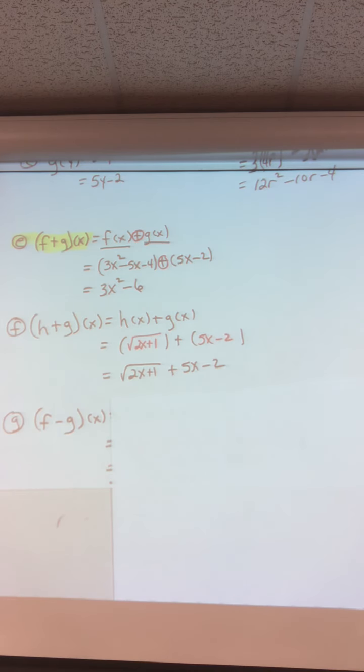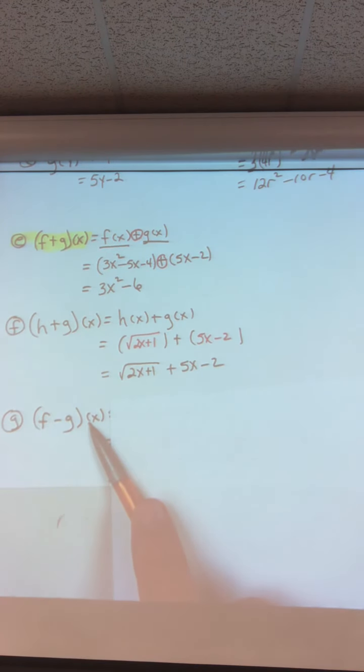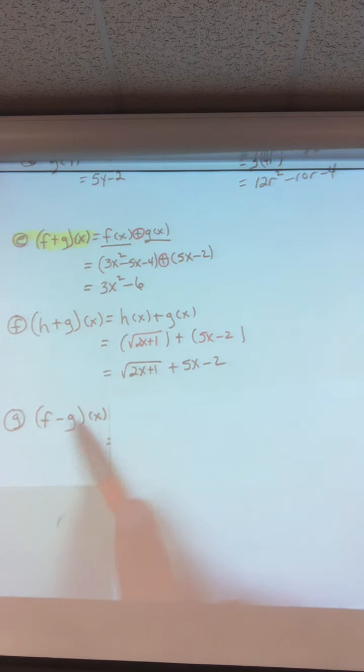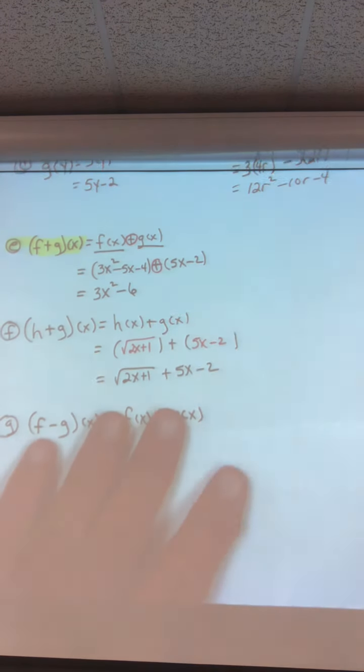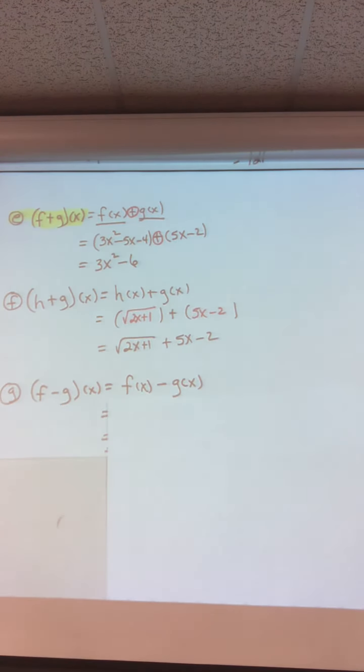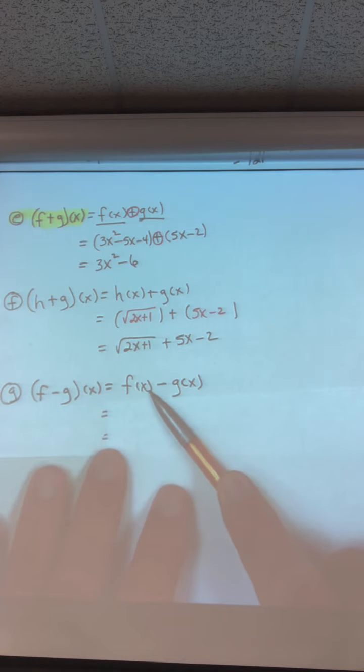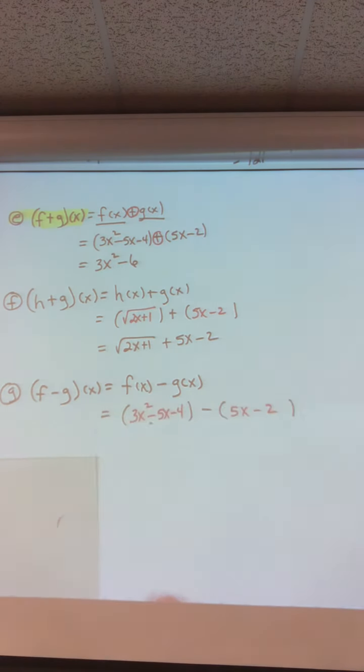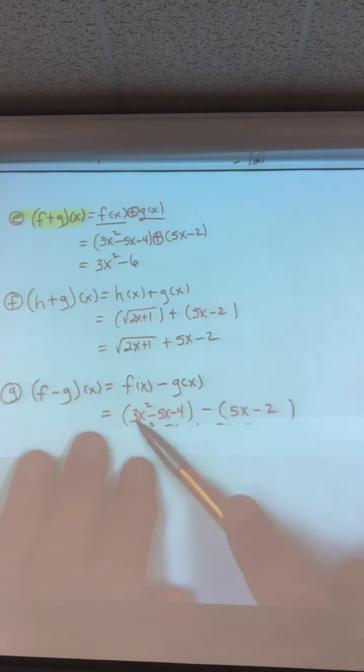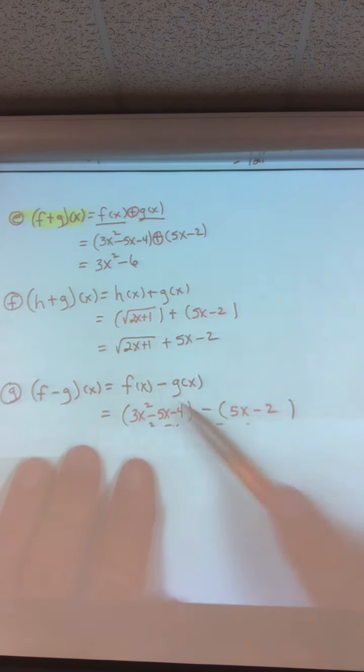Now the next one. f minus g of x. Separate it out: f of x minus g of x. Let that be your first line every single time. Now, what is f of x? You have to look all the way back up at the top. It's this: 3x squared minus 5x minus 4.